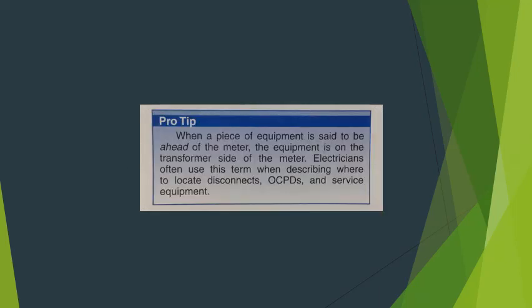A quick professional tip: when a piece of equipment is said to be ahead of the meter, the equipment is on the transformer side of the meter. Electricians often use this term when describing where to locate disconnects, OCPDs, which are overcurrent protection devices, and service equipment.